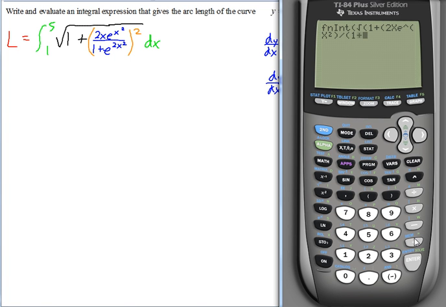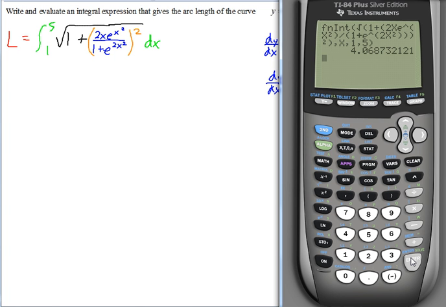So 1 plus second e to the x. Here's another open parenthesis for this exponent, which is 2x squared. Close parenthesis on the exponent, then close parenthesis on the denominator. Then another close parenthesis for the orange one right here, and then we're going to square that. And then we need a close parenthesis on the square root, since the whole thing is inside the square root. And then you put a comma, x, comma, the lower limit's 1, comma, the upper limit's 5. And then a close parenthesis for the integral function.